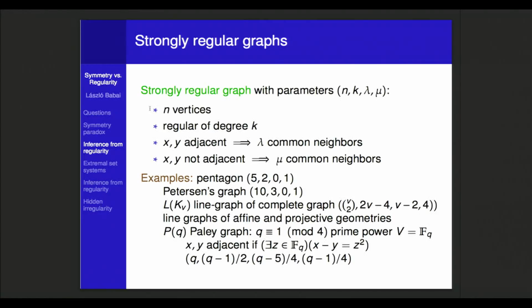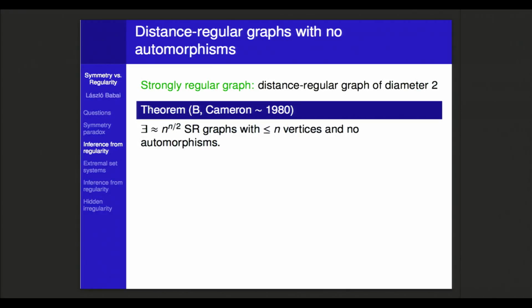Out of number theory, we often encounter the Paley graph. It has q vertices, where q is an odd prime power, well, okay, it is a graph if q is 1 modulo 4, and two vertices are adjacent if their difference is a quadratic residue in that field. So that's, again, a strongly regular graph. So there are lots of interesting families of strongly regular graphs.